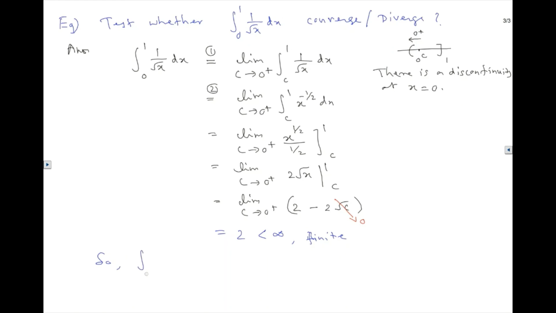So the integral from 0 to 1 of 1 over square root x dx converges. That is the kind of situation, and you can see that it's not that difficult. You just need to follow the steps. This is actually the third step where you find the limit.